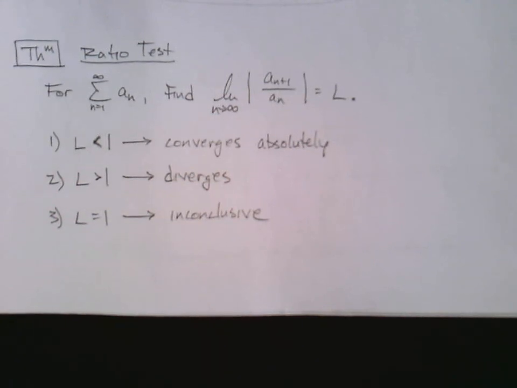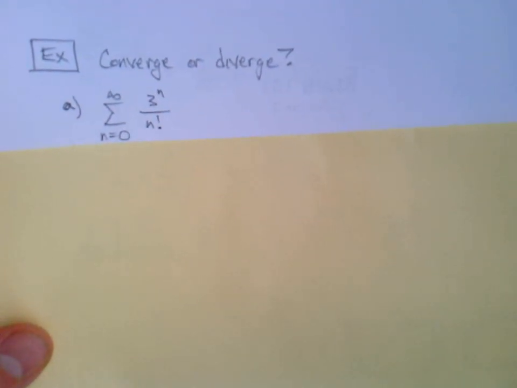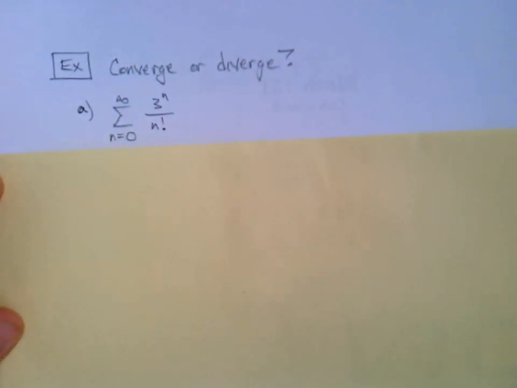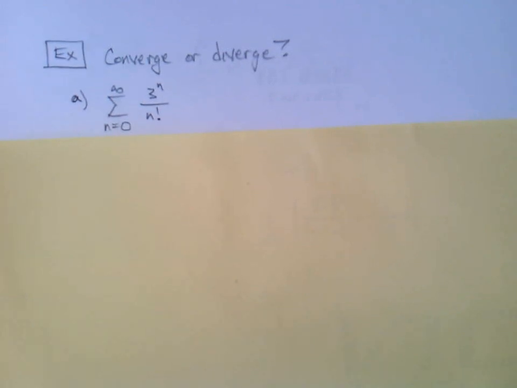Okay, really convenient test. Let's take a look at it with this problem here. Again, we're back to just the simple converge or diverge, although if it converges absolutely, then we'll go ahead and say that in the answer. But for the question, we're just going to keep it in the simple form, converge or diverge. Okay, here we go. The sum from n equals 0 to infinity of 3 to the n over n factorial.